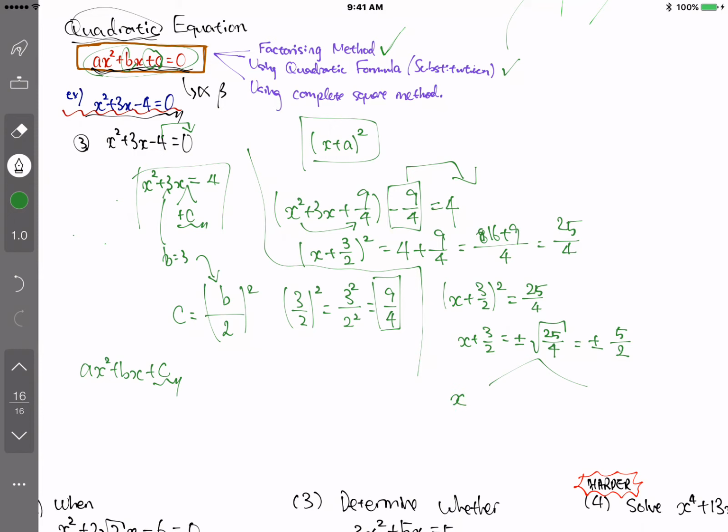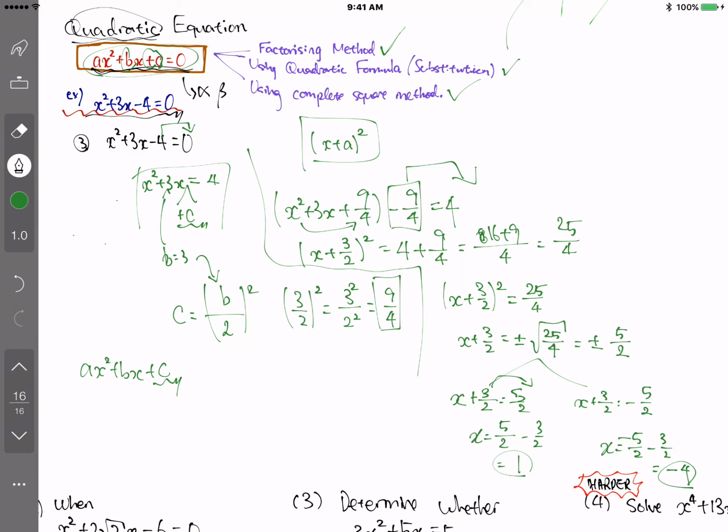So x plus 3 divided by 2 becomes 5 divided by 2, and x plus 3 divided by 2 becomes negative 5 over 2. If you solve those, you should get the same solutions I got with the other two methods. You move the right side of the equation over, getting 1 for this one, and negative 4 for the other. So x is 1 and x is negative 4, which is right, all the same values using all three methods.